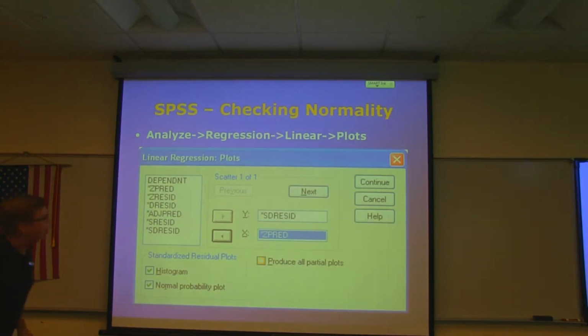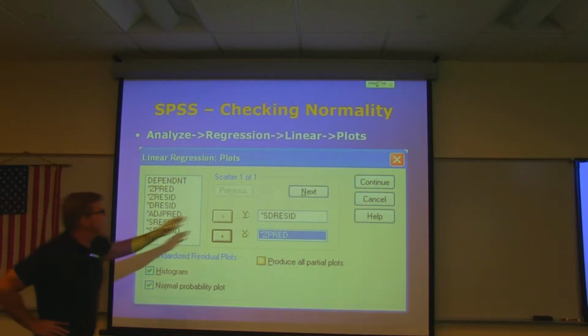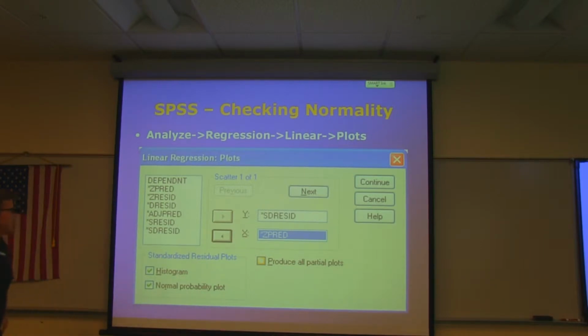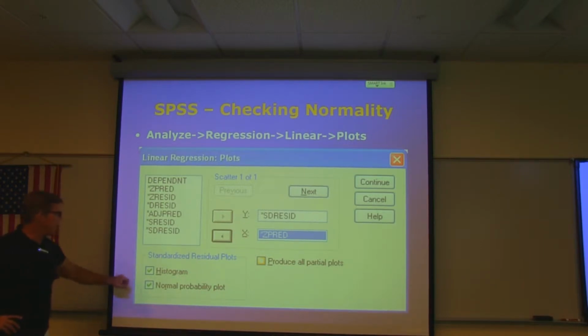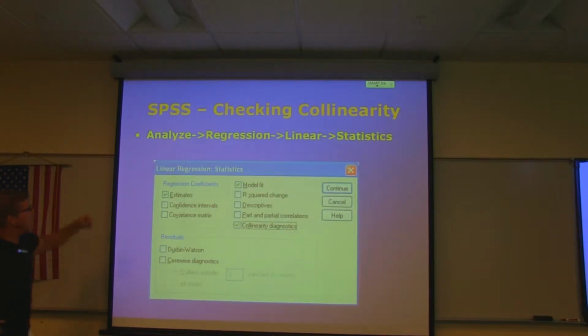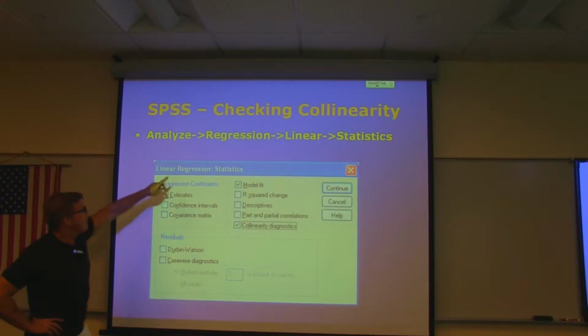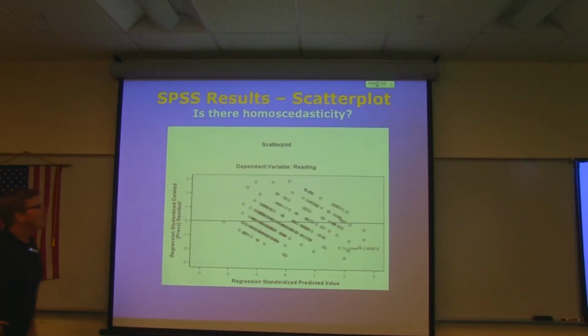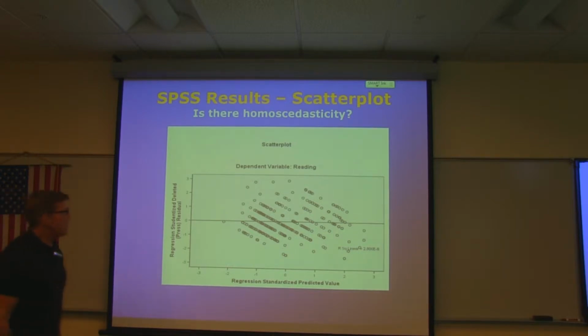Here we have our SPSS screen. We're going to bring standardized residual and Z predicted into the boxes. It's going to give us a histogram and that normal probability plot. And we click on estimates and model fit, hit continue, and we get the picture. Is there homoscedasticity? Okay, the answer is yes.